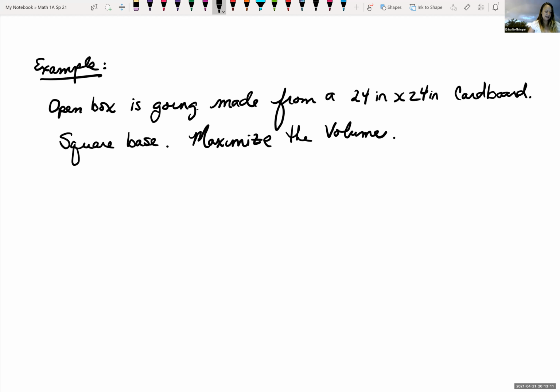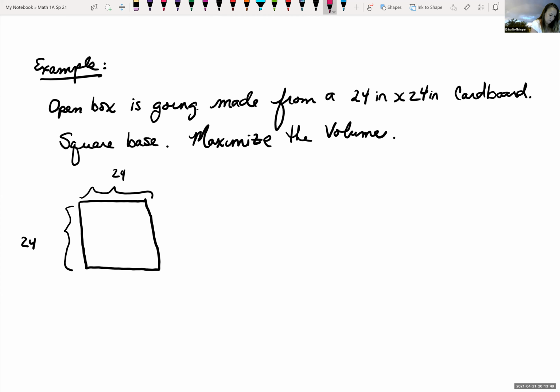So the next example, we're trying to maximize the volume. We're creating a cardboard box that has a square base that will be open, and we're making it out of a 24-inch by 24-inch cardboard. And so if we look at this, we know that this is 24 inches in here. This is 24 inches in here. And we are going to cut a piece out of here on each corner.